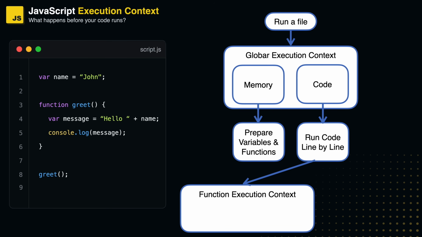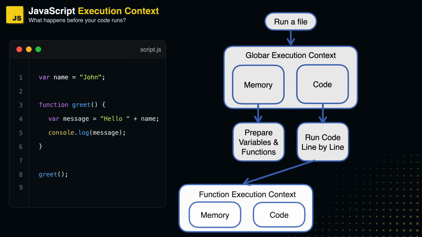Inside that function context, JavaScript created the message variable with the value undefined. Then, during the execution phase, JavaScript created the final value for message using hello plus name. It looked for name, found it in the global execution context, and used its value, John. So message became hello John. Then JavaScript printed the message.